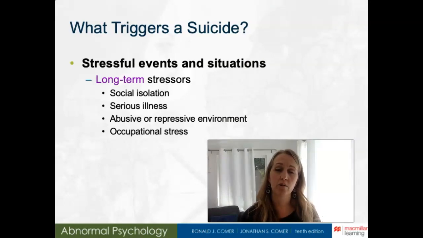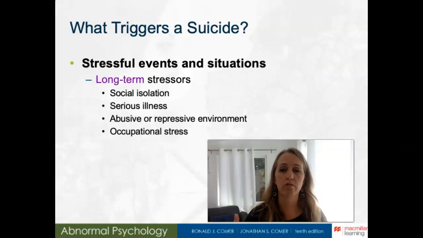Having a serious or terminal illness even, stress at work, and any type of environment that is abusive or somehow repressive can also be triggering. So those are those long-term stressors, things that can go on for a long period of time. People who feel controlled, that's what we're talking about, the abusive or repressive environment.